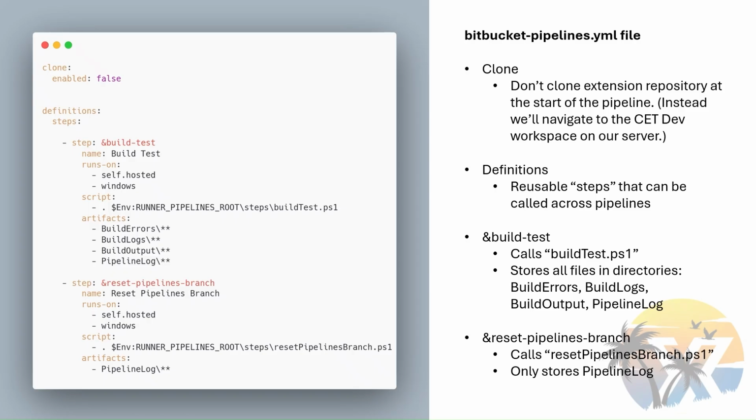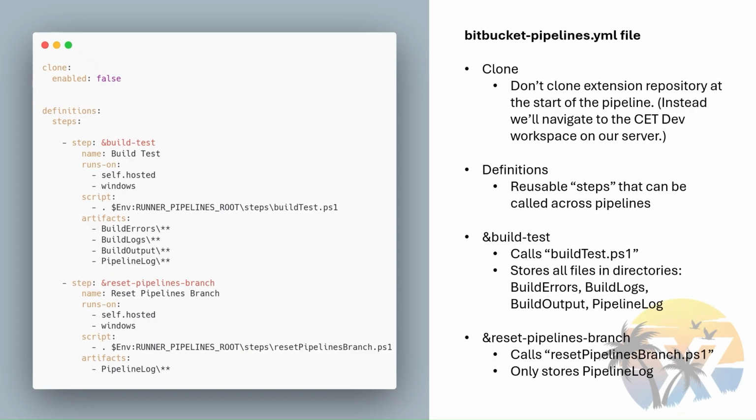Underneath that then we have artifacts. What this is saying is any files within the build errors folder, the build logs folder, the build output folder, or the pipeline log folder, we want to transfer those between computers. However, if you go back to the very beginning of this presentation, you'll see that not only does this transfer it between computers, which is not necessarily necessary for our situation since we only have one computer, it's also taking all of those files and then hosting it at Bitbucket itself.